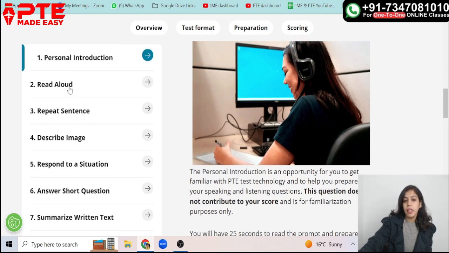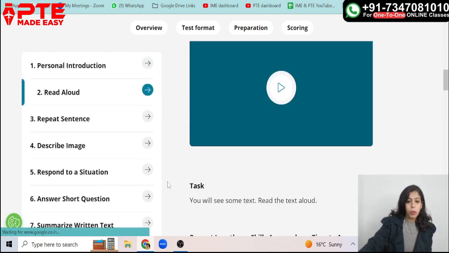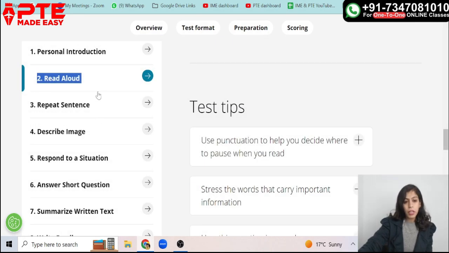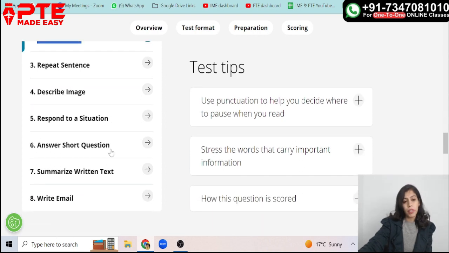Next one is read aloud. It is totally the same as PTE Academic. I'll not go into detail, but you are going to read a text of 4 to 5 lines. Then repeat sentence: they are going to speak a sentence and you have to repeat it. The first three are totally the same. Then describe image is also the same. As I have earlier mentioned, in the speaking and writing part of PTE Core, only two tasks are different as compared to PTE Academic.